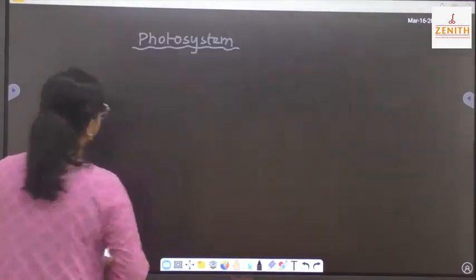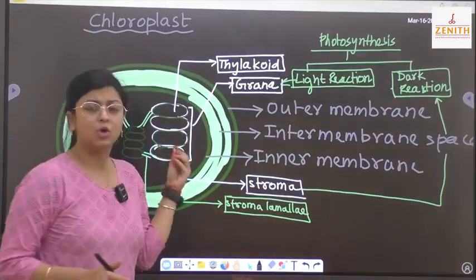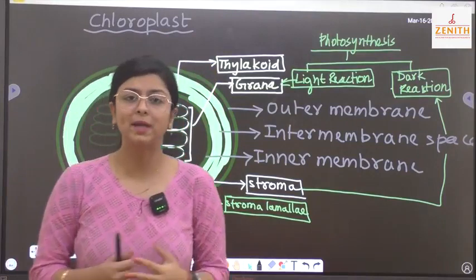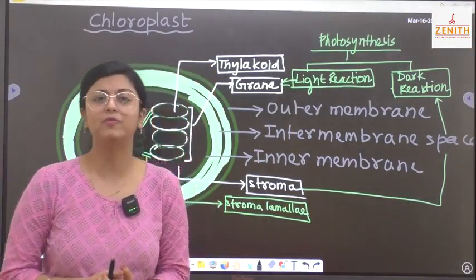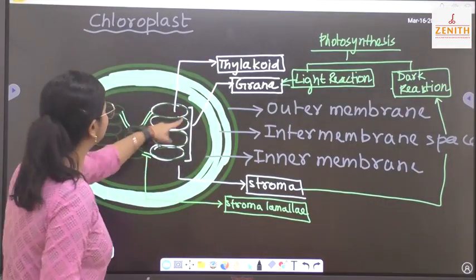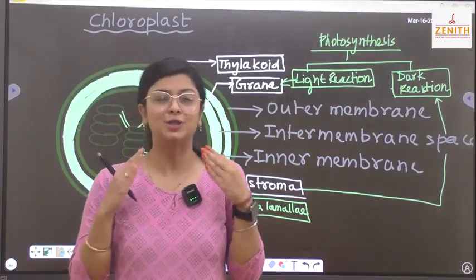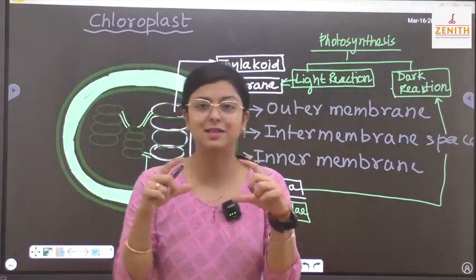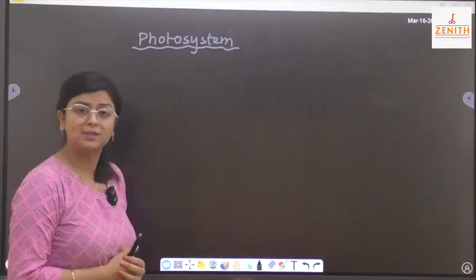So let me do this. We have to know the thylakoid. The question is, where is the chlorophyll pigment present? Chlorophyll pigment, which is very important for performing photosynthesis, is present in the thylakoid, in the membranous system of the thylakoid. The thylakoid consists of a system which is known as the photosystem. So what is a photosystem?